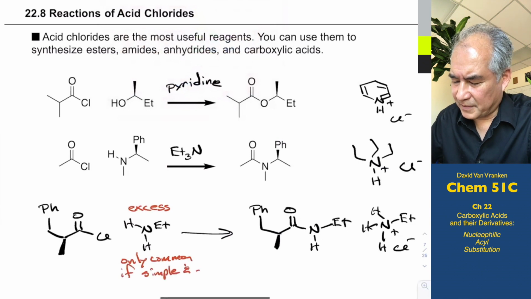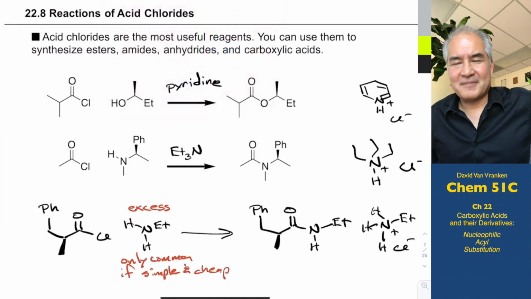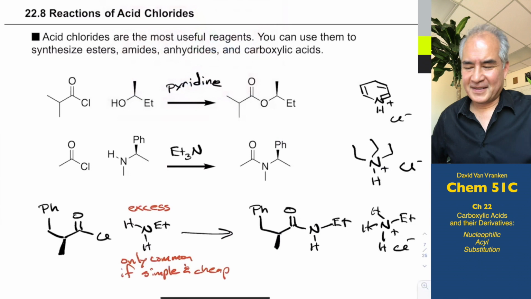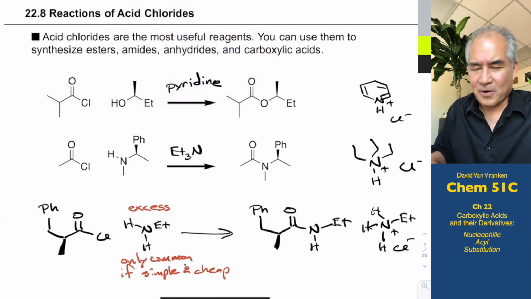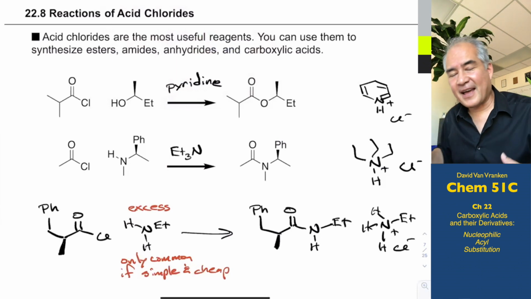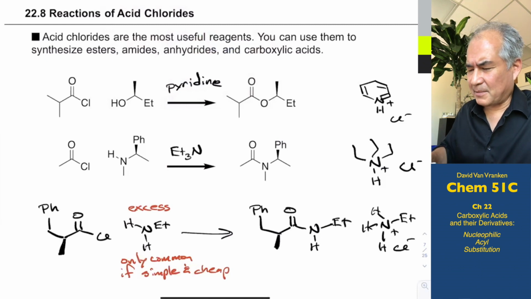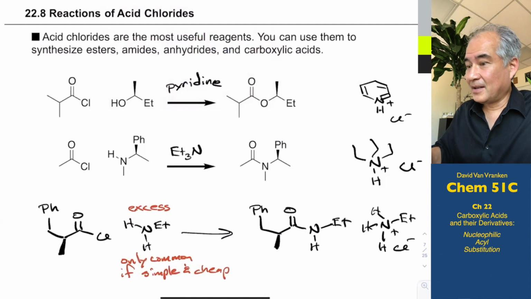And how would you know if it's cheap? Well, you'd have to go look it up in a typical chemical company catalog. But if it's structurally simple, with not more than a few carbons on there, like a methyl and an ethyl or two methyl groups, very rarely would you use those conditions. Far more common is to use triethylamine as the base for those reactions.